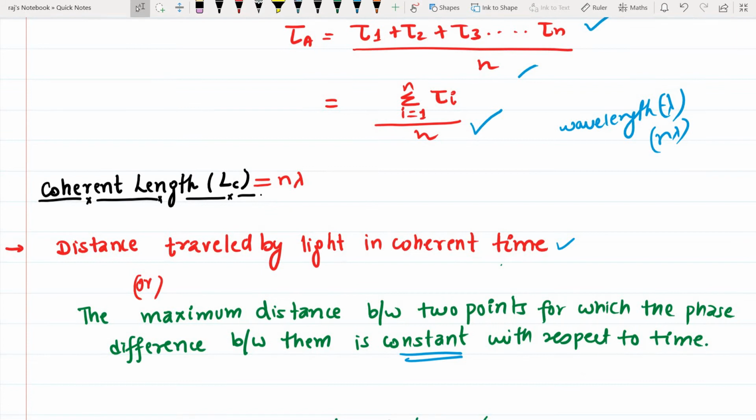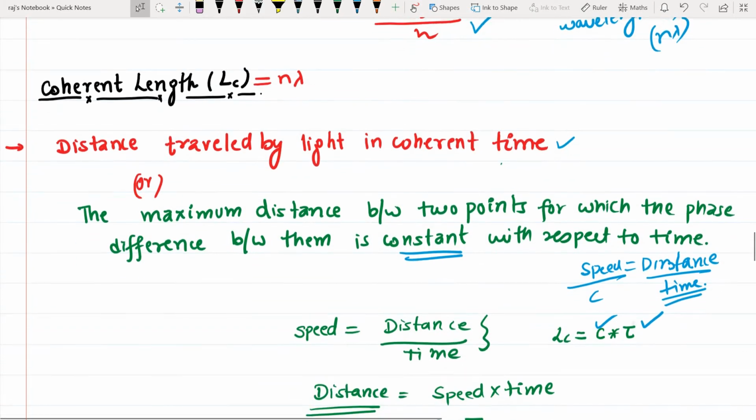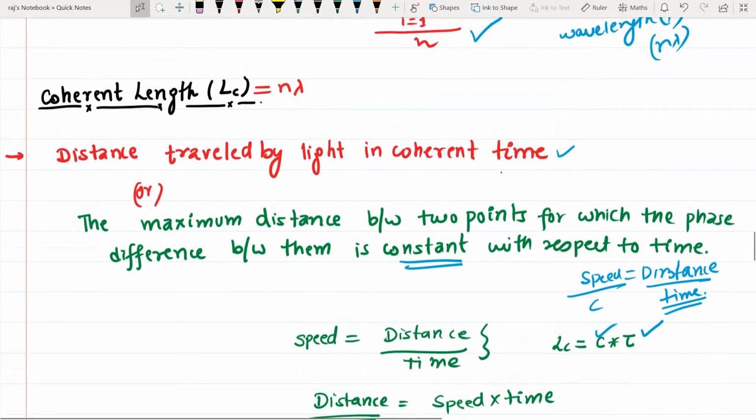Okay, now if you see the equation of speed, time and distance, how are all the three things related? So you know that speed is equal to distance by time. Okay, so from this, distance will be what? Speed into time. But in the case of this wave, speed will be represented by the speed of light, that is c, and time is represented by the coherent time tau.